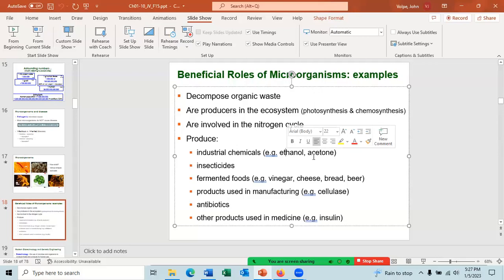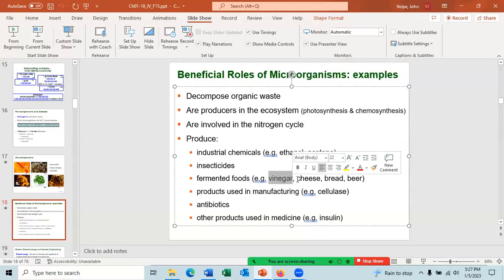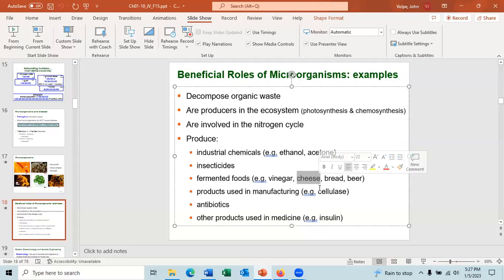Some other industrial chemicals that are made by microbes include acetone. We use microbes to make various insecticides, and these are important because these are biological insecticides. Generally, they're friendlier on people and the environment than man-made insecticides. We use microbes to ferment our foods. Like microbes actually make vinegar from wine, and we use microbes to make cheese. As far as I'm aware, every cheese is made with microbes. And then we use microbes to make leavened bread, as well as beer and wine.